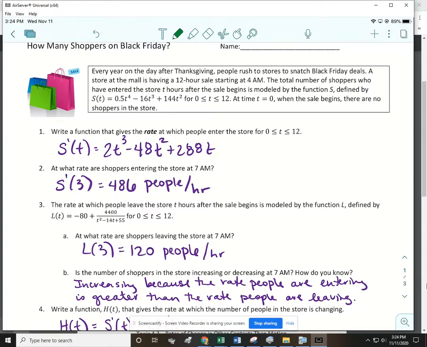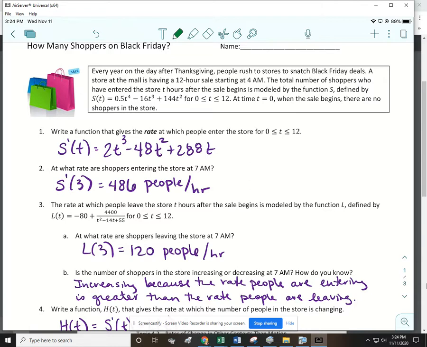So A, or 1, asks us to write a function that gives the rate at which people enter the store. And so we take the function that tells you the number of shoppers and find the derivative, and that is the function that gives the rate at which people enter the store.